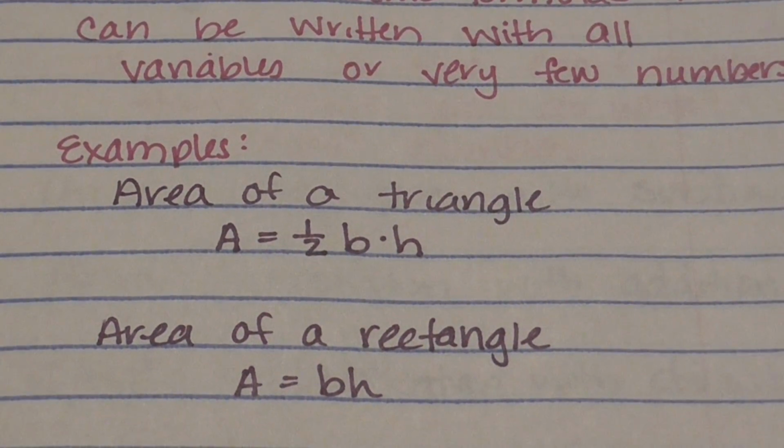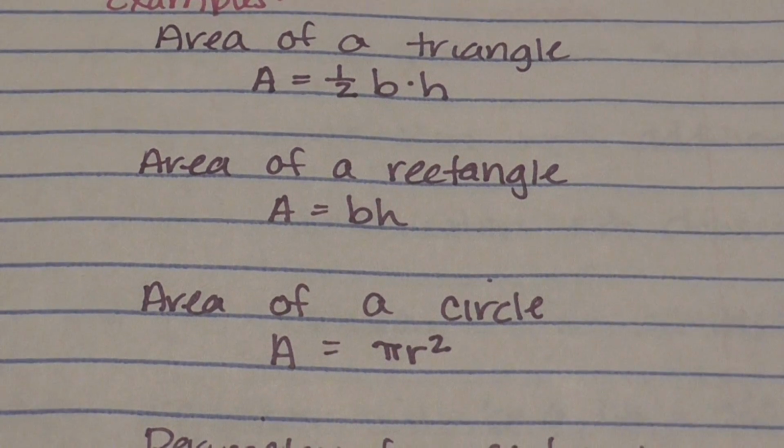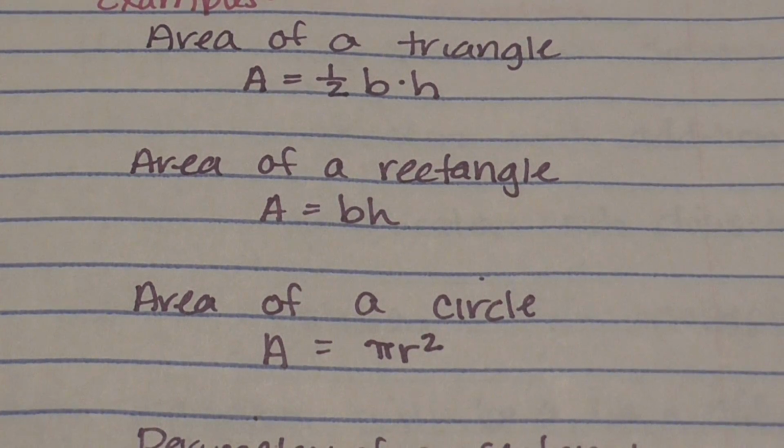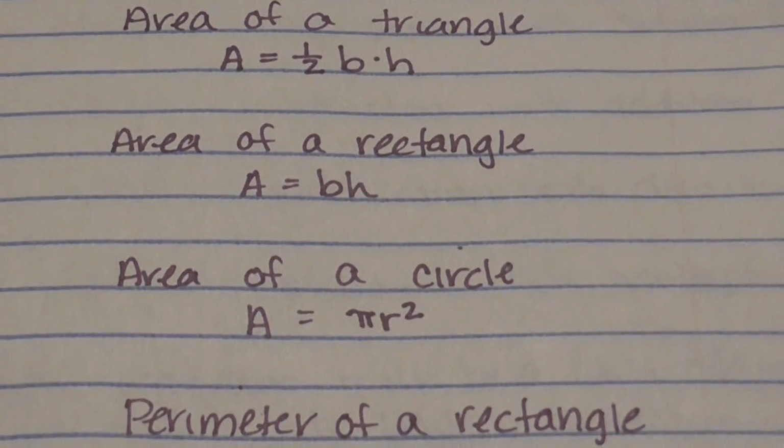Then you've got area of a rectangle. Area is base times height, or you can see length times width. Area of a circle, area equals pi r squared. Pi is a number, but still it's just a symbol, doesn't really feel like a number.